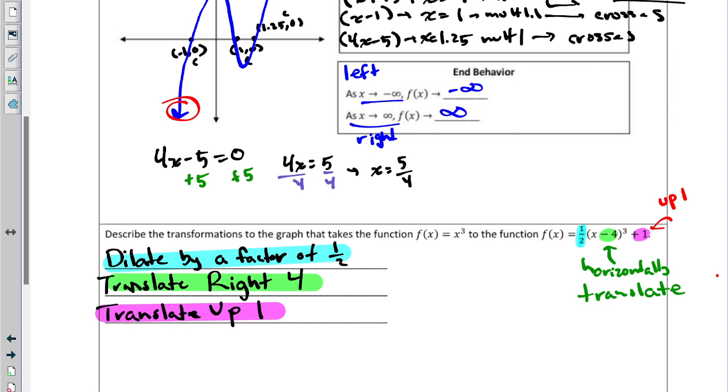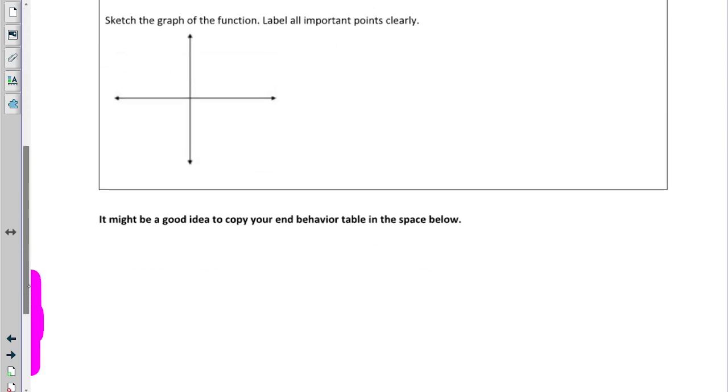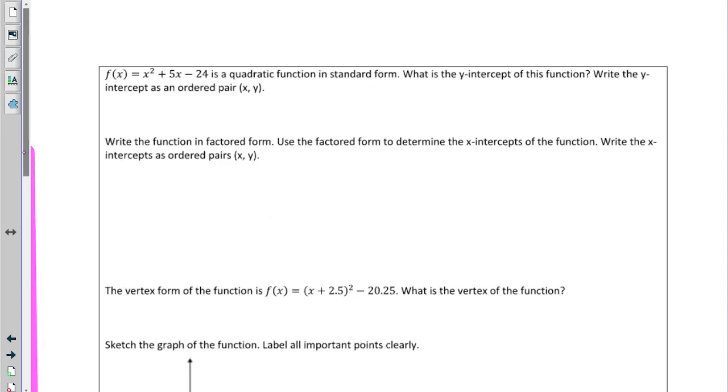All right. I believe we have one more problem. If we don't, I might just call it. It's pretty much one more problem, and I think we can do it.